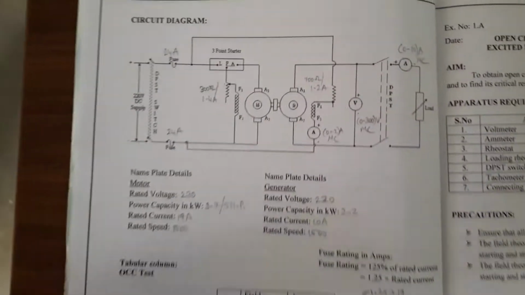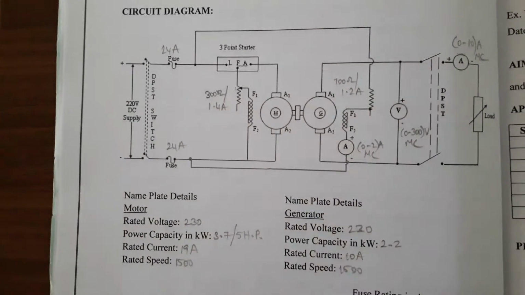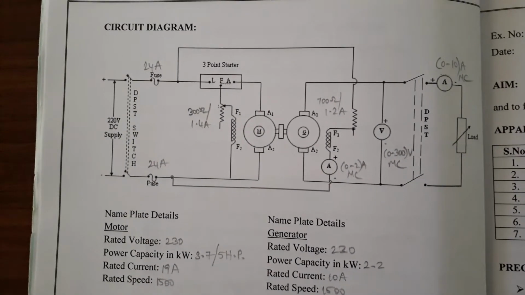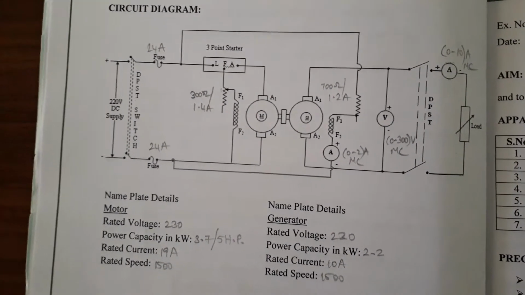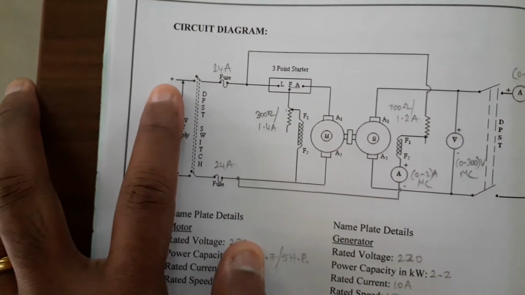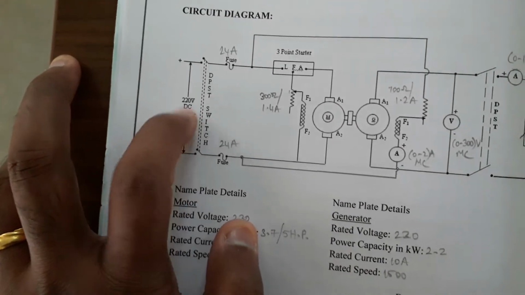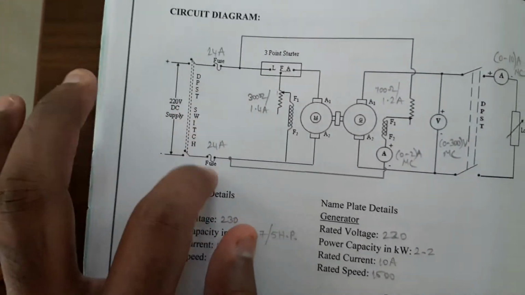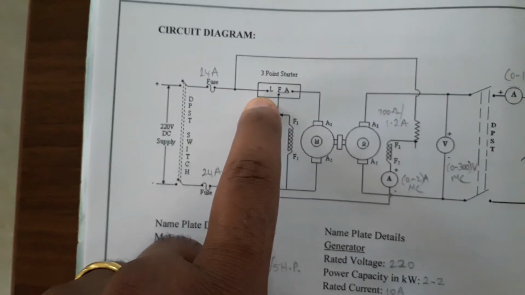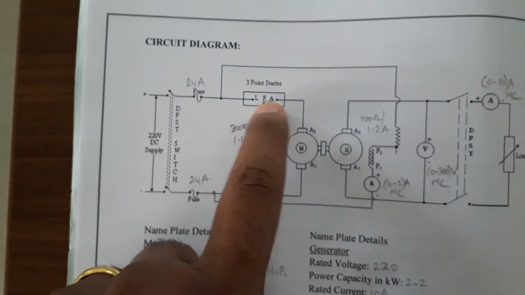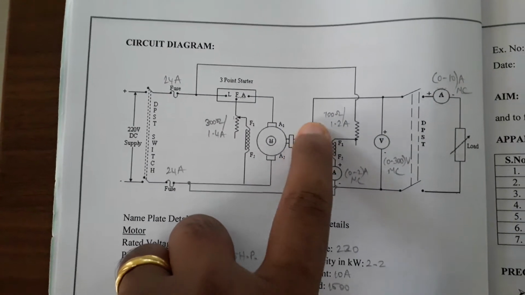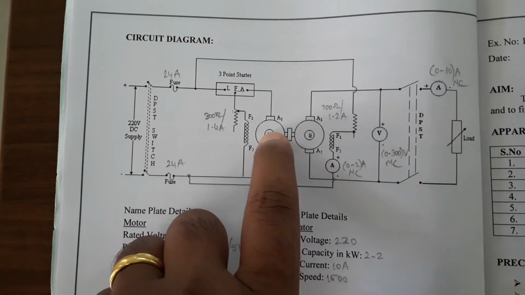So this is the circuit diagram of the open circuit test and load characteristics of a separately excited DC shunt generator. Here you see your supply, positive and negative terminal. You have a DPST switch, then a fuse, then a 3-point starter. The 3 points are line, field, and armature. Then you have the generator which is coupled to your motor.